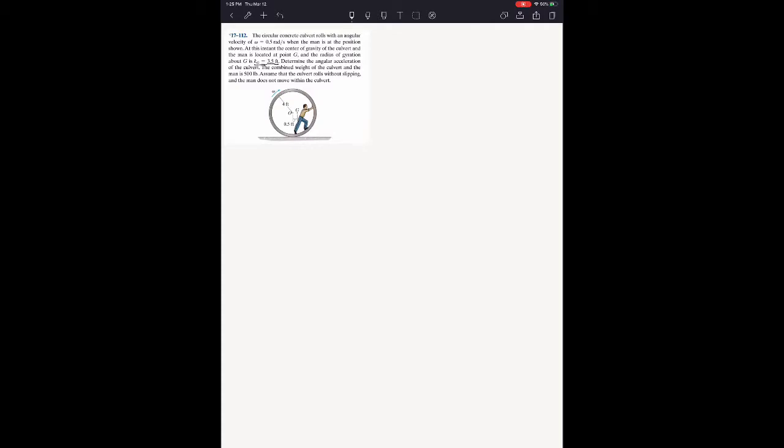I have not in any of my videos so far talked about radius of gyration, but the moment of inertia about a point is equal to the mass of the object times its radius of gyration about that point squared. So they give us the mass, they give us the radius of gyration, we can find the moment of inertia. All right, the combined weight of the culvert and man is 500 pounds. Assume the culvert rolls without slipping and the man does not move within the culvert.